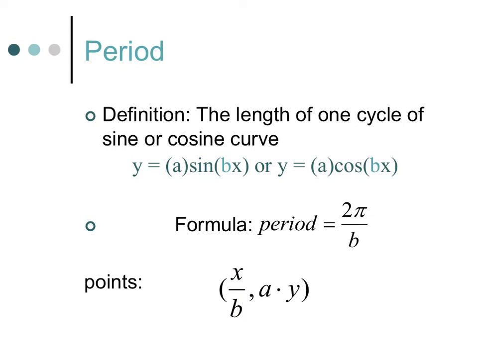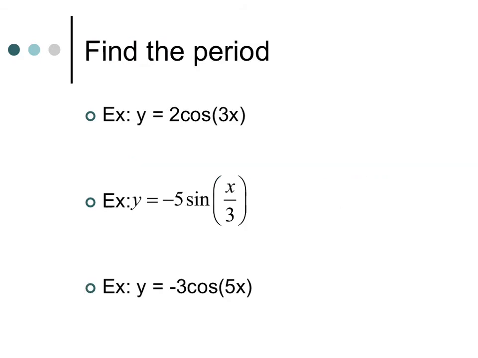Let's look at some examples applying this. Okay, so again we have three functions. We want to identify the b value, the new period, and then discuss how that is going to be affecting our graph. So for our first function, the b value is going to be this 3 in here.